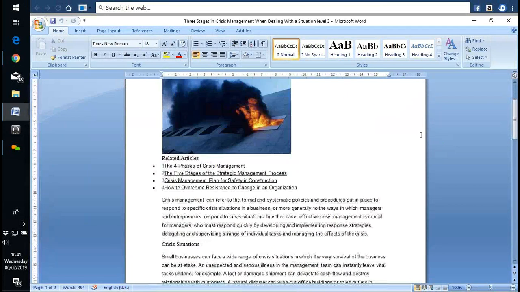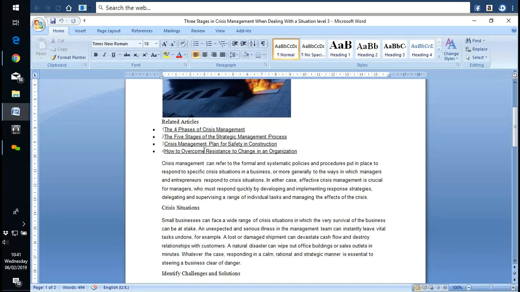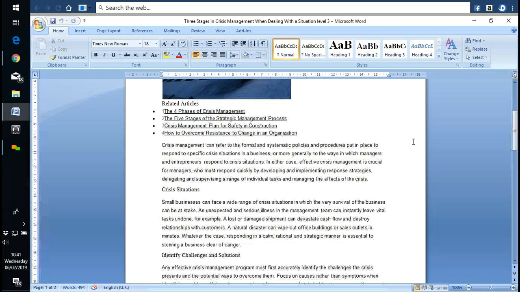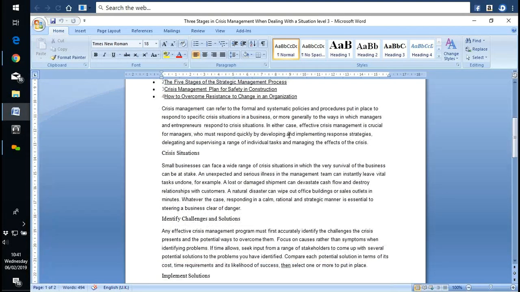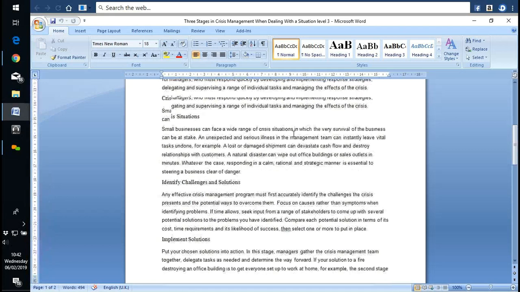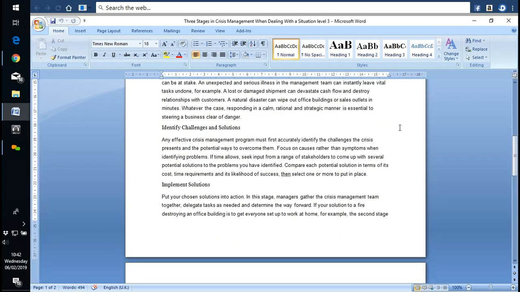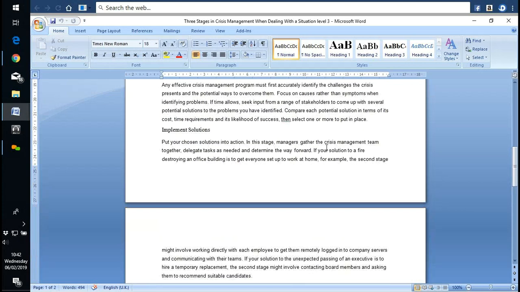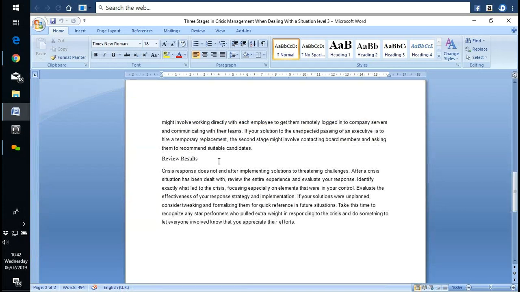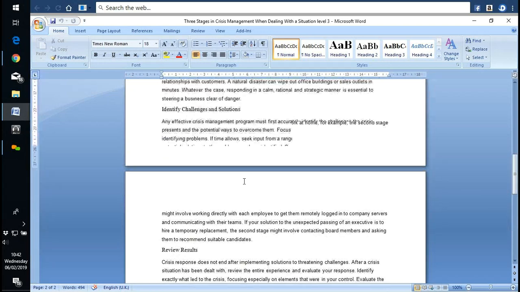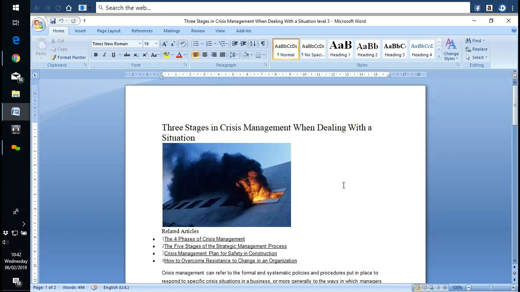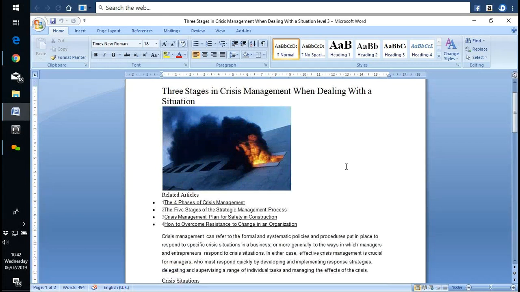Three stages in crisis management, dealing with the situation. Related articles: 4 phases of crisis management, 5 stages of crisis management, plan for safety in construction, how to overcome resistance to change. So this is a handout, basically, looking at what sort of crisis situations can occur, and identifying challenges and solutions, implementing solutions, yeah, and reviewing the results. So that's looking at something as simple as, I mean, it's actually showing a fire there, but that is a good example.